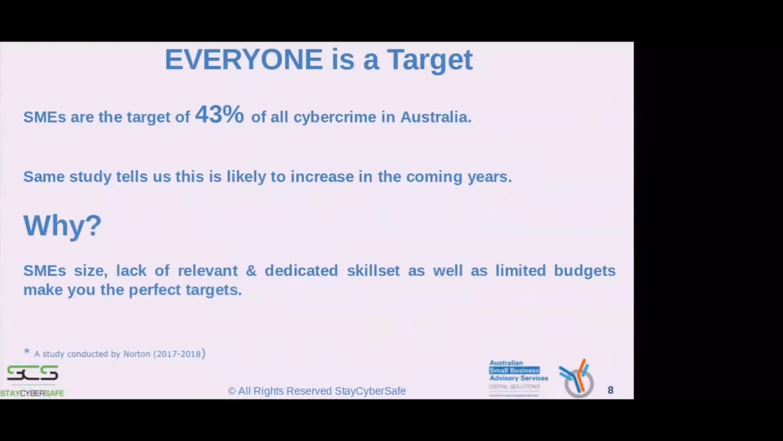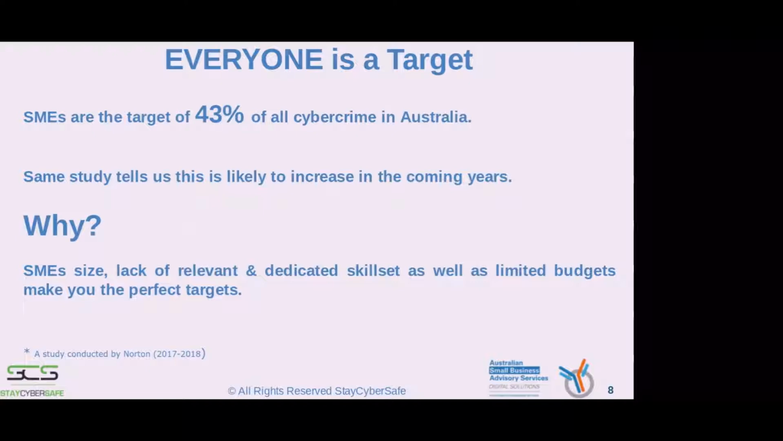We say that everyone is a target, and usually when you hear of a cyber attack, you would hear of very big businesses which are published on the news. But nowadays, SMEs are the target of 43% of all cyber crime in Australia. And this was a study done by Norton in 2017-2018, and the same study tells us that SMEs are getting more and more of a target nowadays, and this will become more so in the coming years, especially with COVID and all SMEs going online, it is likely going to increase quicker.